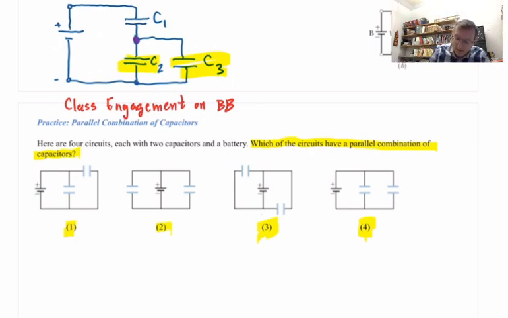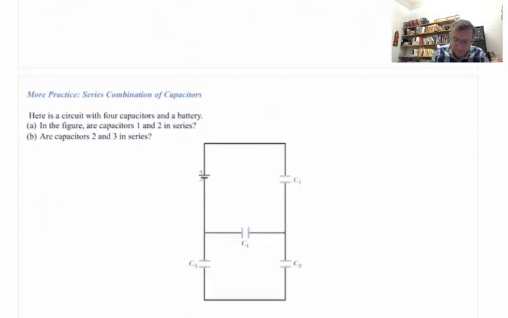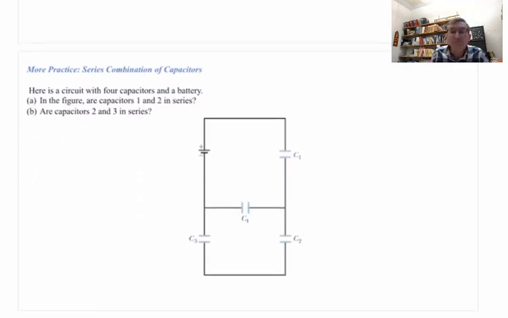And because this is worth practicing, here's another one. Okay? To practice with, also for that same class engagement. Well, we've got our battery, okay? And now we have 4 capacitors, and you can see them labeled there, C1, C2, C3, C4. 2 little questions. In this circuit diagram, are capacitors 1 and 2 in series? That's question A. And then question B, are capacitors 2 and 3 in series?